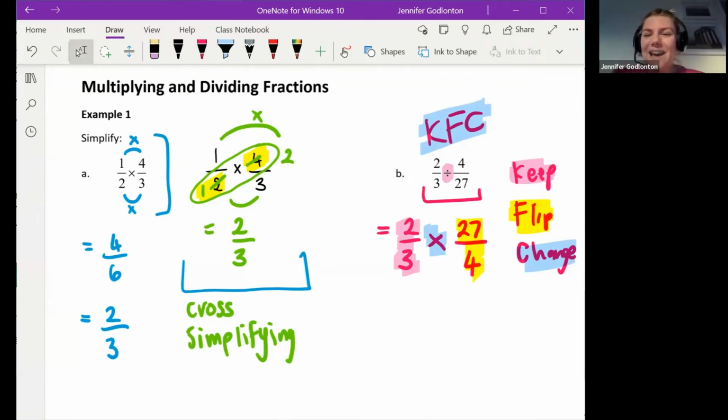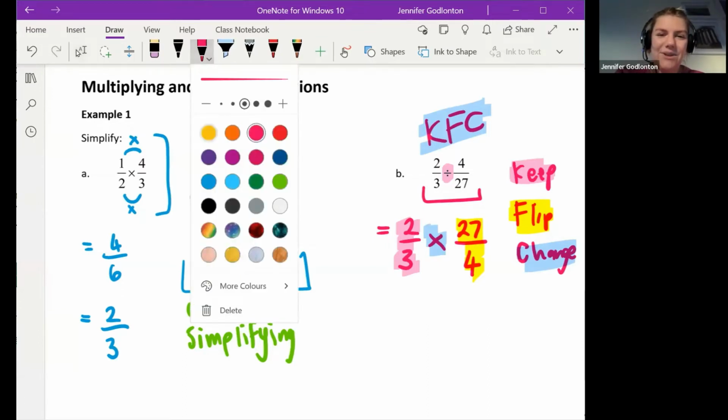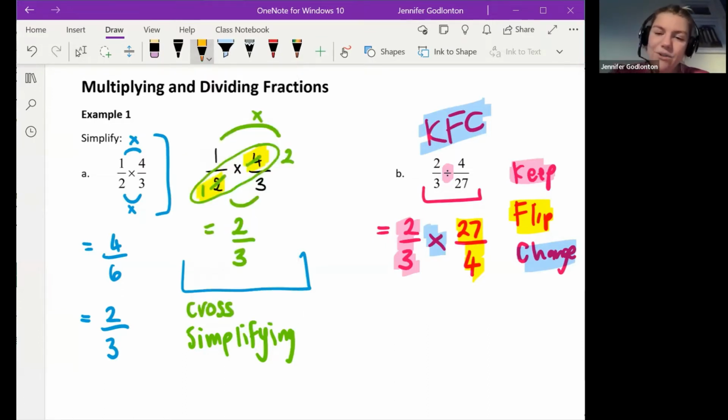So now that we have done KFC, now we can treat it like a normal multiplication sum. And so we can just deal with what we're wanting to deal with. So here I can say, well, 2 can go into itself once and can go into 4 2 times. And 3 can go into itself once and into 27 9 times. Oh, not 3, 9 times. And so what I land up with is 1 over 1 times 9 over 2. 1 times 9 is 9, and 1 times 2 is 2.